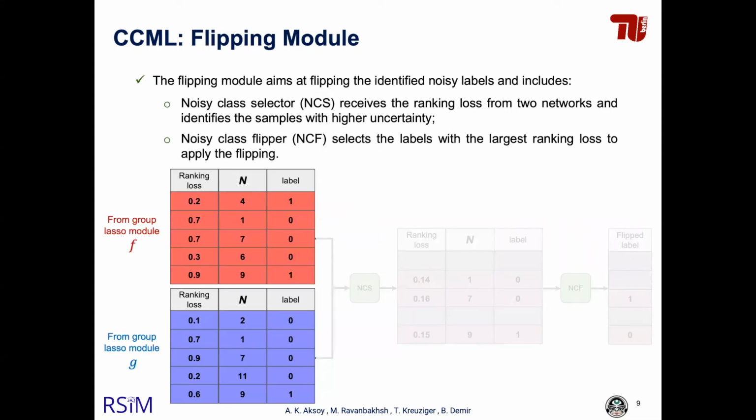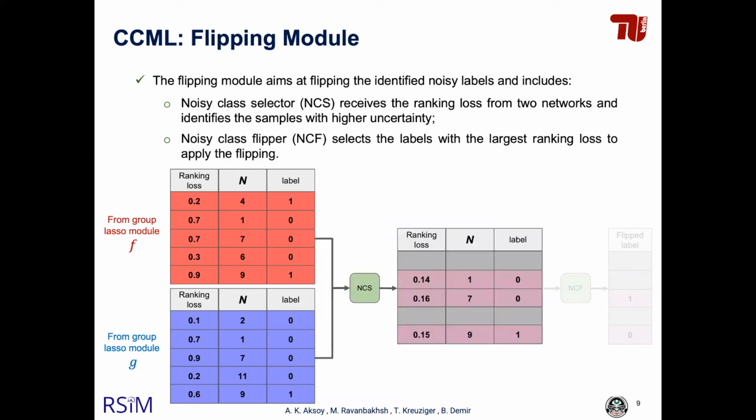So the next module in our CCML, which is the flipping module, uses both ranking loss and identified noisy labels to flip the potential noisy labels. To this end, the flipping module includes two main components, the noisy class selector and the noisy class flipper. In detail, outputs of the group Lasso modules from both networks, F and G, are input to the flipping module.